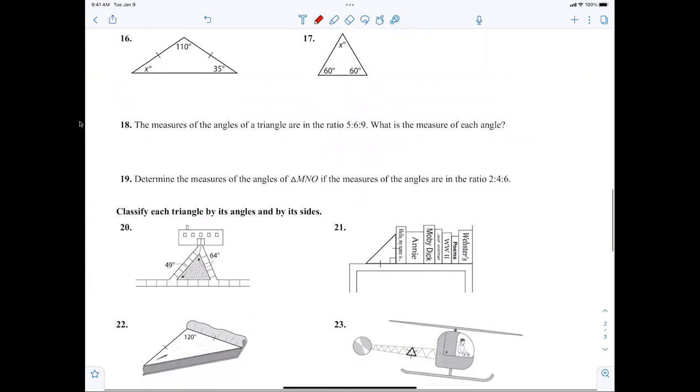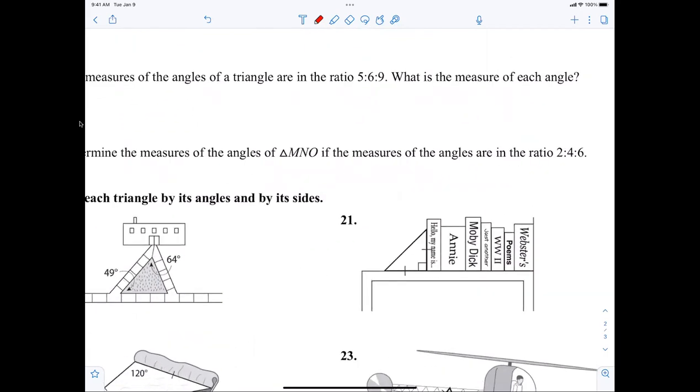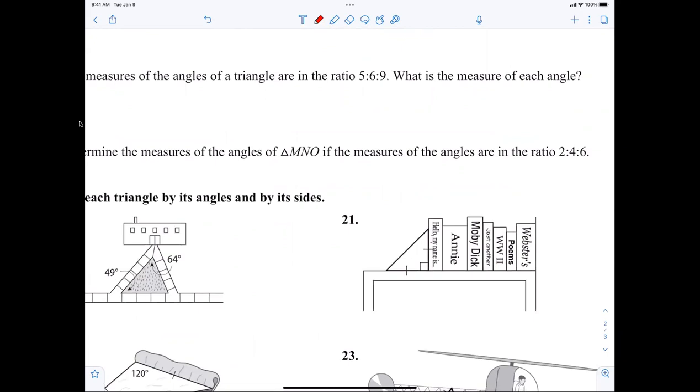Okay, I want everybody to look at number 18, please. Everybody's on 18. The measures of the angles of a triangle are in the ratio of 5 to 6 to 9. So here's what I want everybody to try. Everybody draw a triangle for me. It says the angles are in a ratio of 5 to 6 to 9. I'm not expecting you to know how to do that, but I am expecting you to pay attention.